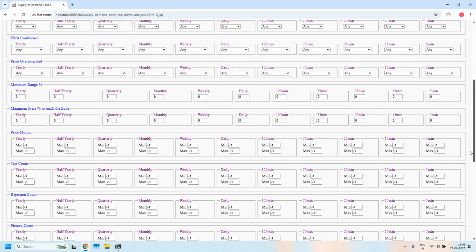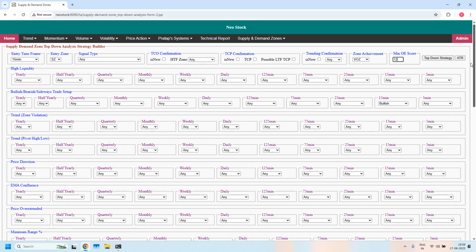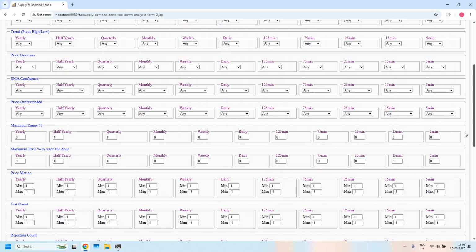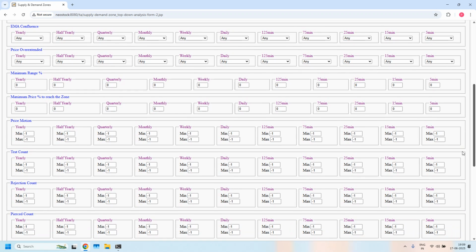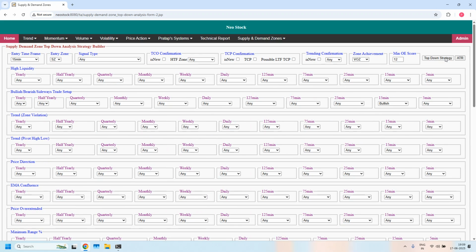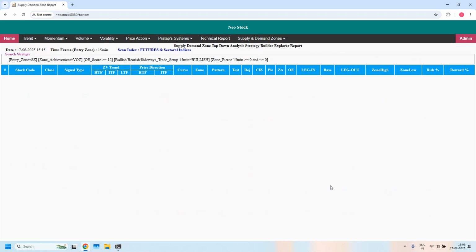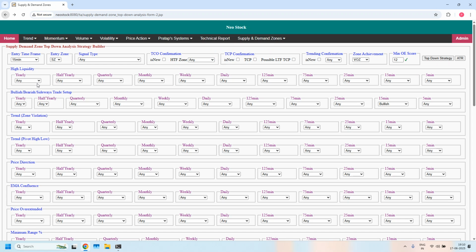15 minutes supply zone. So in the pierced count at 15 minutes, minimum value 0, maximum value 0. With these filters, we did not get any stocks. Some mistake I made here, that's why we did not get. Here I selected bullish, but entry time frame 15 minutes supply zone. That is the mistake I made.